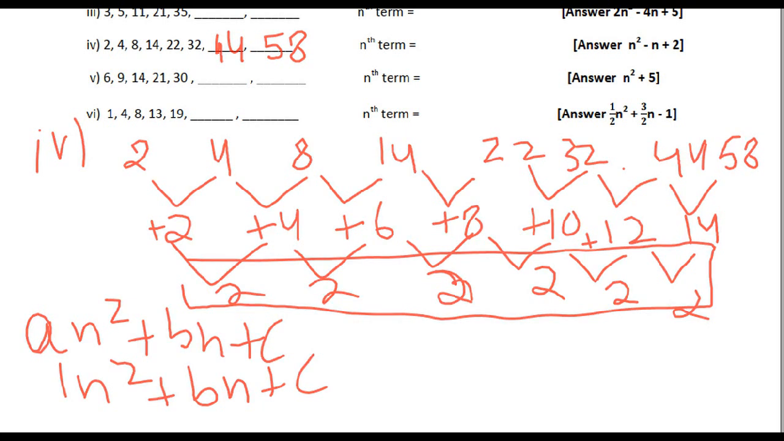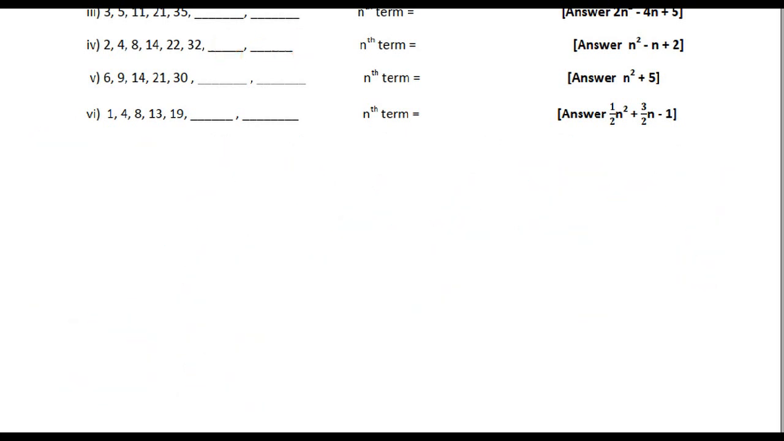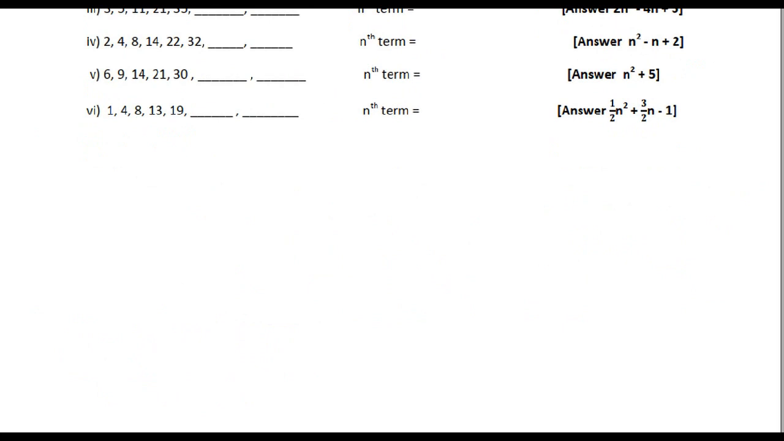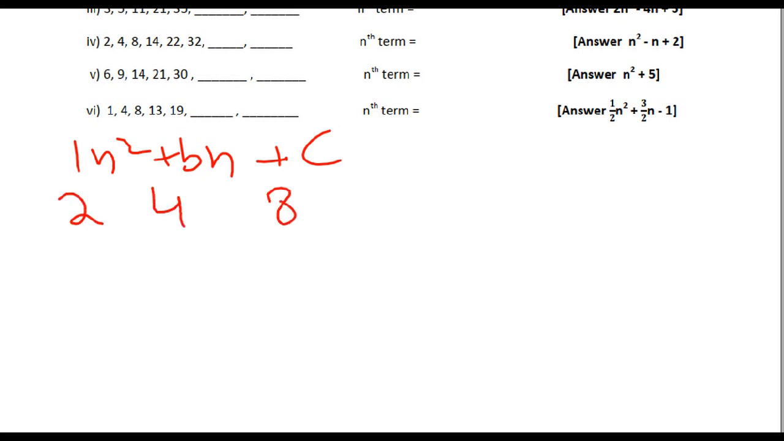So clearing the screen. So I got 1n square plus bn plus c. To get the value of b and c, I write the original sequence again: 2, 4, 8, 14, 22, 32. Like I said, you may not write all the numbers, even the first 3-4 numbers will be enough. Alright, so then I subtract 1n square from it.